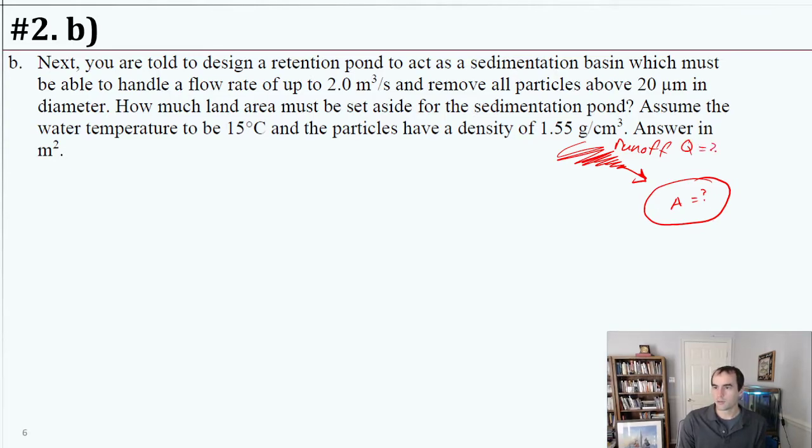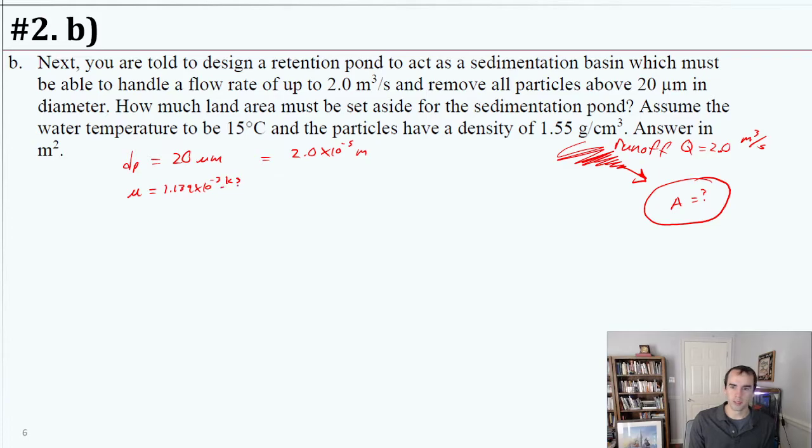Our Q is 2.0 cubic meters per second. Our particle diameter is 20 micrometers. That's going to be the same as 2.0 times 10 to the minus 5th meters. The water temperature is 15 degrees Celsius. That means we'll have a dynamic viscosity of 1.139 times 10 to the minus 3rd kilograms per meter second. That's from the lookup table.